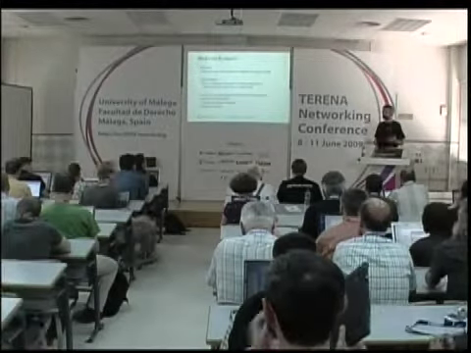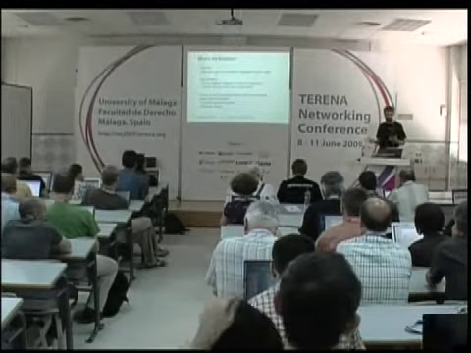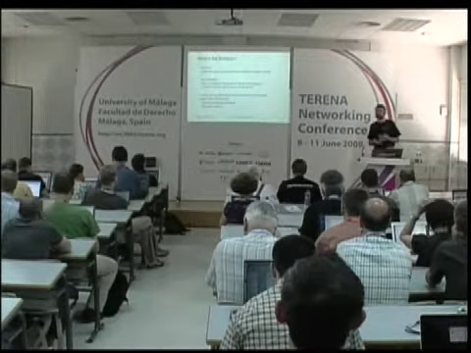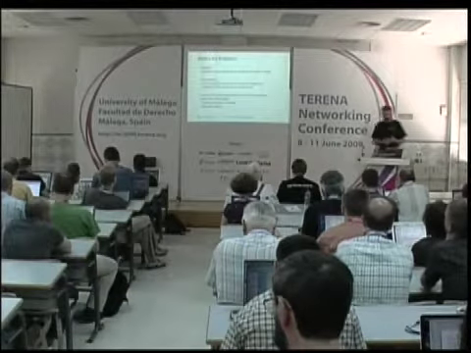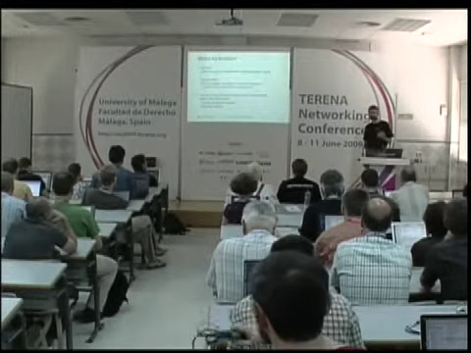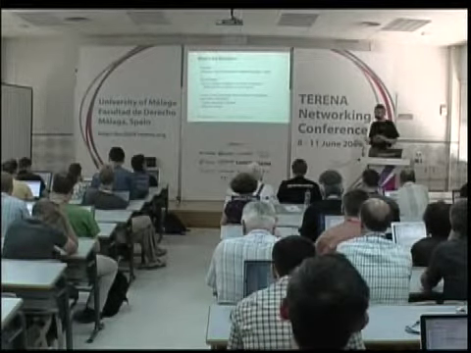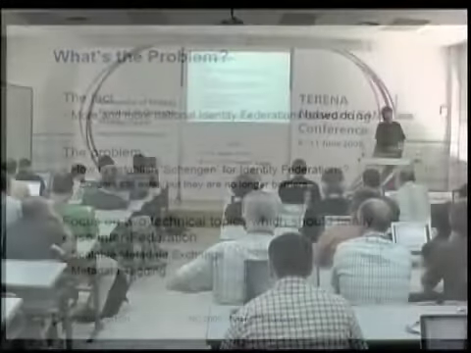Let's start with the problem statement. Today we see more and more national identity federations based on SAML. That's great. The problem is, we want to establish something like Schengen for the travelers, and we want to establish that for the whole world. What does Schengen for the travelers mean nowadays? The national borders still exist. However, these borders are no longer barriers for the travelers. In the talk yesterday from David Simonson, we heard what an identity federation is. It's a circle of trust, a circle with a well-defined border. These borders will still exist in the future. However, there shouldn't be any barriers to interfederation. So I want to focus now on two technical topics which should finally ease interfederation.